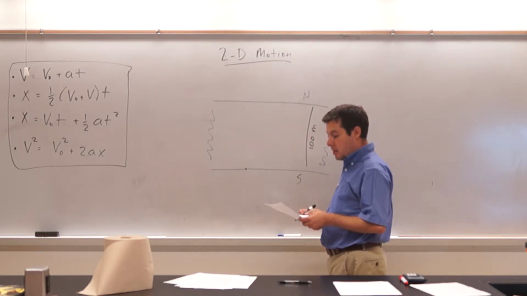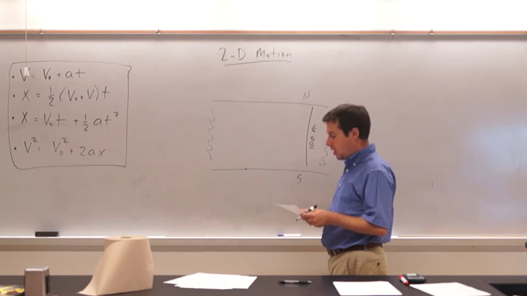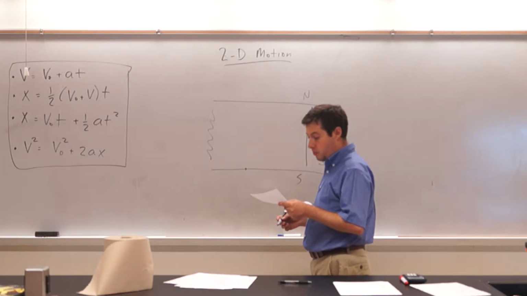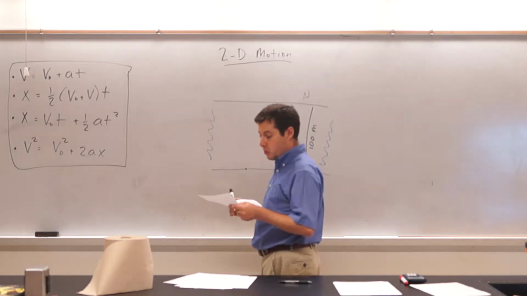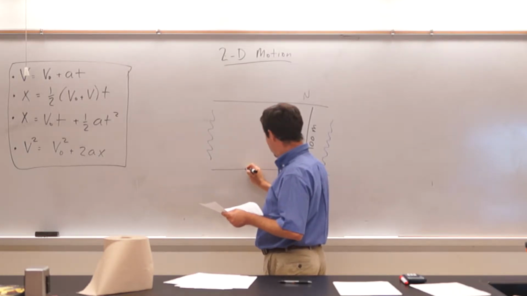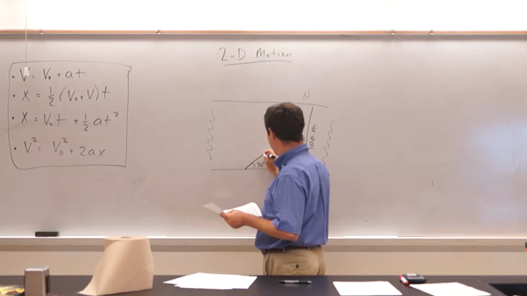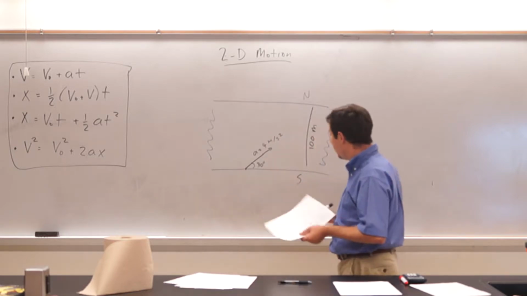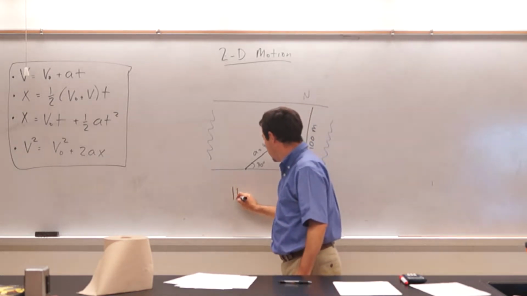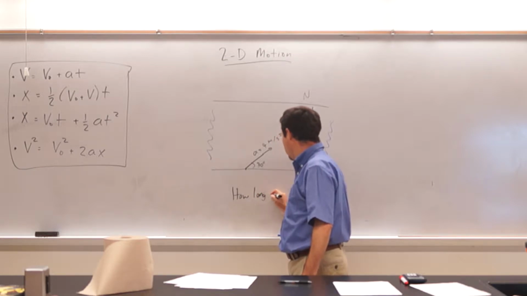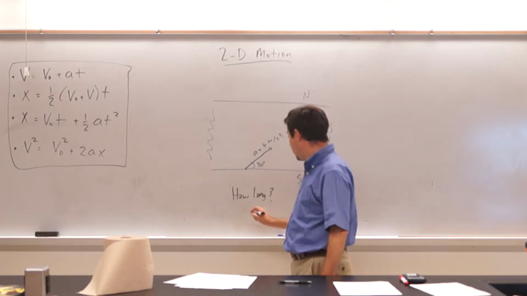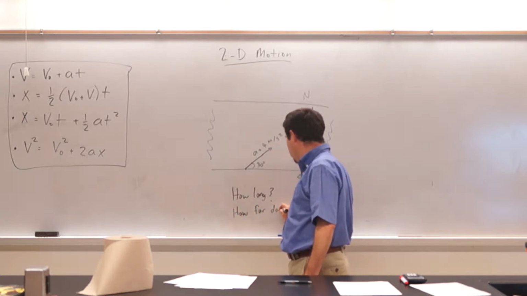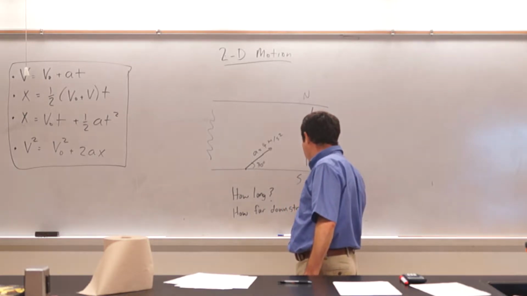But let's say that that water is causing an acceleration that, combined with the acceleration of your boat, gives you a net acceleration of 4 meters per second squared at this 30-degree angle. I'm going to say acceleration is 4 meters per second squared. And the question is, how long does it take to cross the river, and how far downstream do you end up?